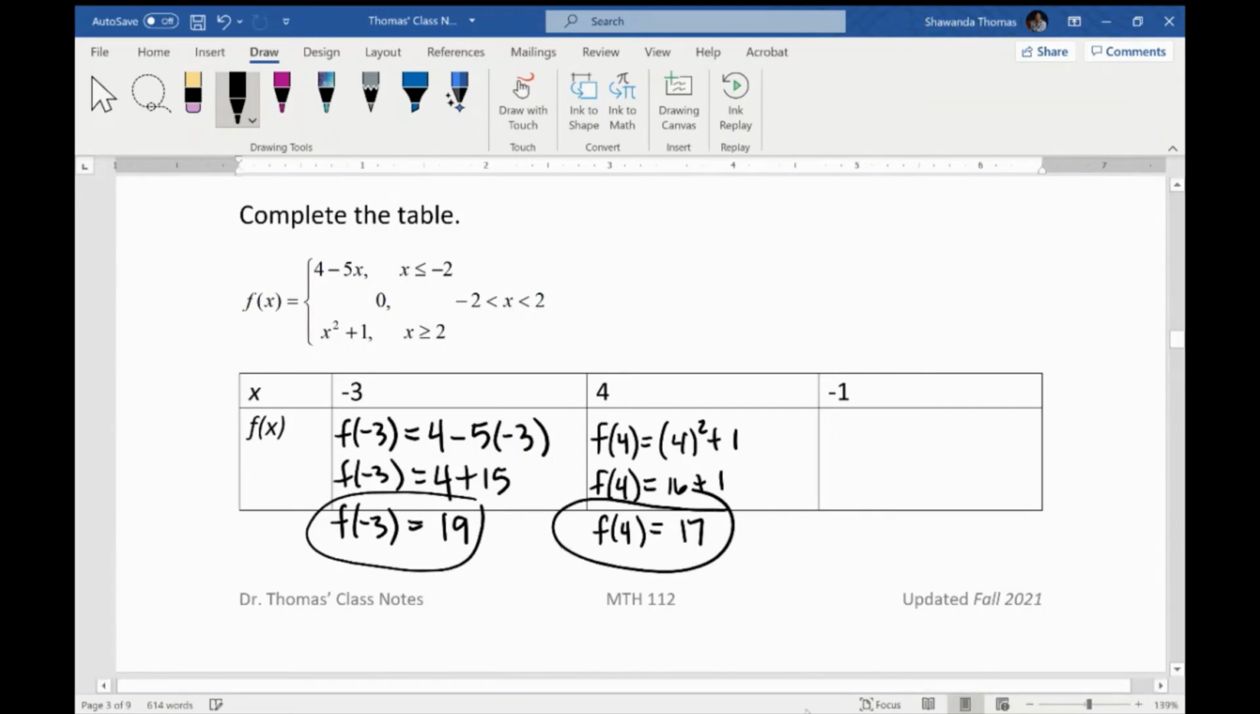Moving on to -1. First piece, second piece, or third piece? Which one is it? This is the second one. -1 is between. This is what it means: x, numbers that are between -2 and 2. Numbers that are between -2 and 2. -1 is on the number line.